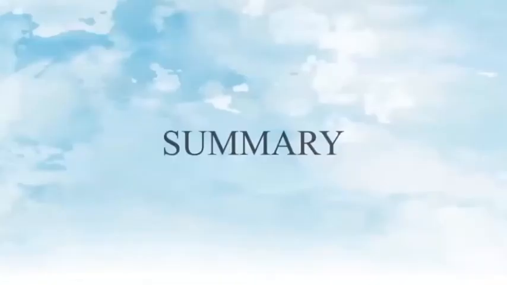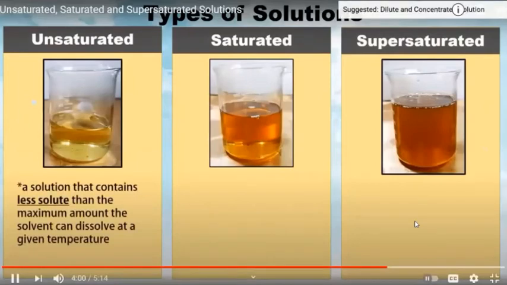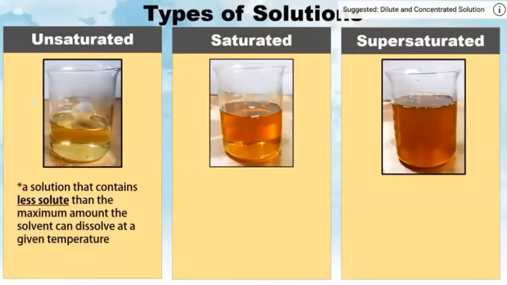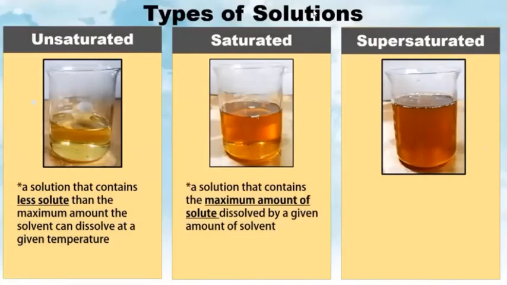Let us sum up. The three types of solutions are unsaturated, saturated, and supersaturated solutions. Unsaturated solution is a solution that contains less solute than the maximum amount the solvent can dissolve at a given temperature. Saturated solutions is a solution that contains the maximum amount of solute dissolved by a given amount of solvent.